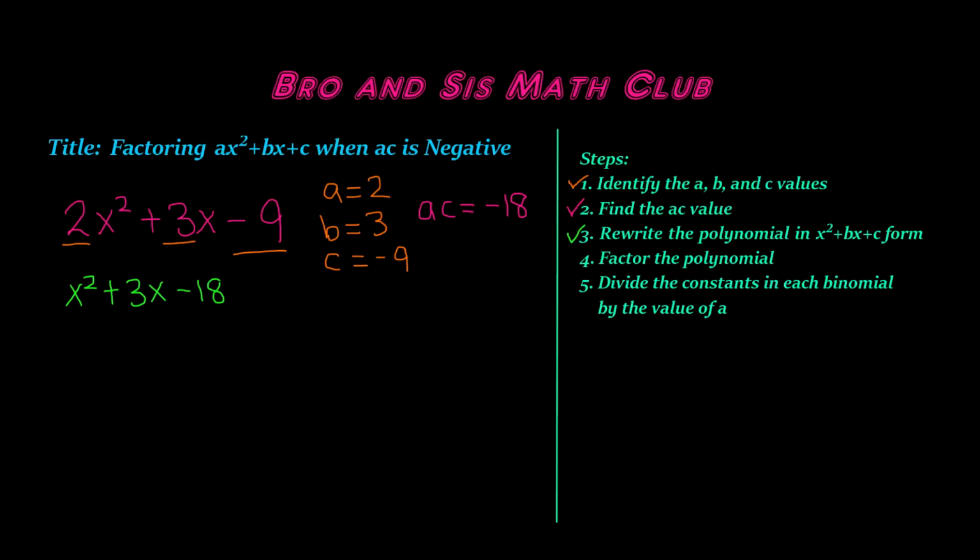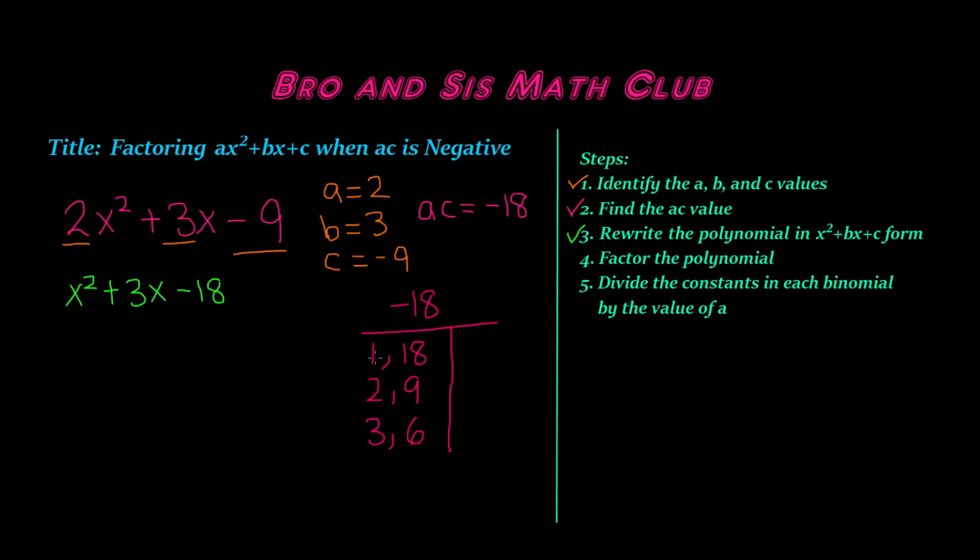Step 4 says to factor the polynomial, and we know how to factor x²+bx+c. So in our previous videos, we have learned that in order to do this, we need to first find factor pairs of the c value that, when you add those two numbers in the factor pair, you get the b value. So we need to find a factor pair of -18 that when you add them, you get +3. So let's go ahead and write the factor pairs over here. We know that 1 times 18 gives us 18, 2 times 9, and 3 times 6. So there are 3 factor pairs of 18.